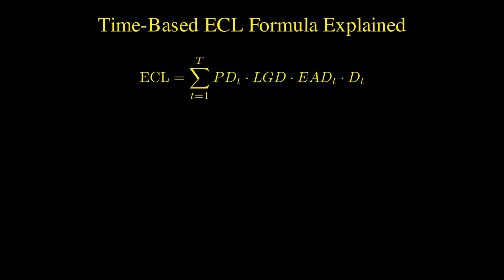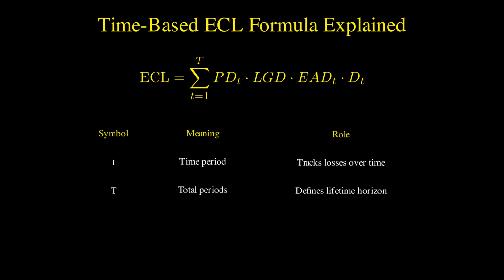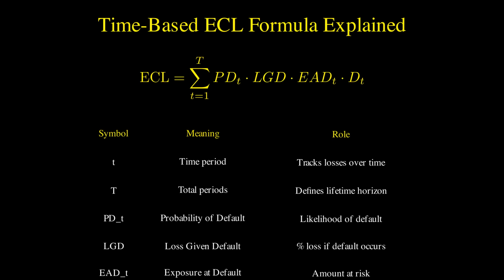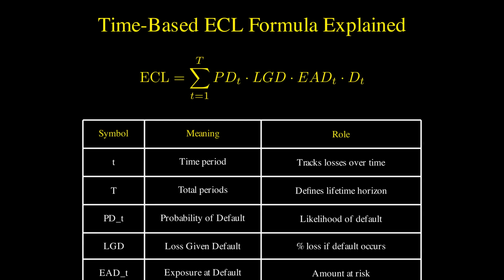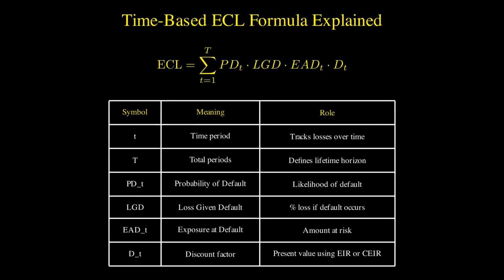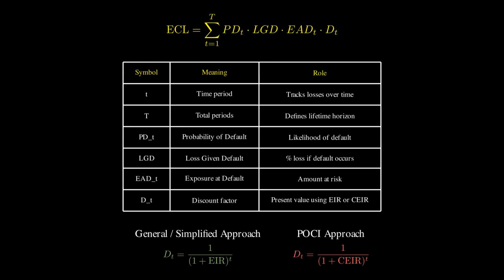Let us now introduce the elegant formula for computation of ECL. As you can see on screen, it is the sum of the discounted value of the multiplication of EAD, PD and LGD. Each variable in this equation represents a key component of the expected credit loss computation. The discount factor D converts expected losses at future periods into their present value using the expected or credit adjusted rate.